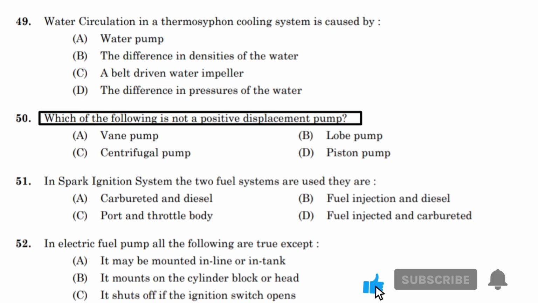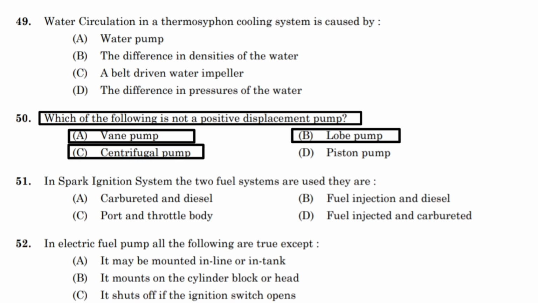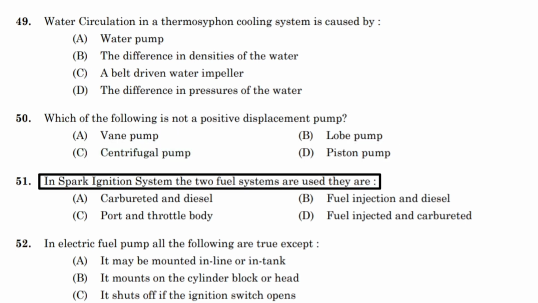50. Which of the following is not a positive displacement pump? A. vane pump, B. lobe pump, C. centrifugal pump, D. piston pump. Answer C. Centrifugal pump. 51. In spark ignition system, two fuel systems are used.